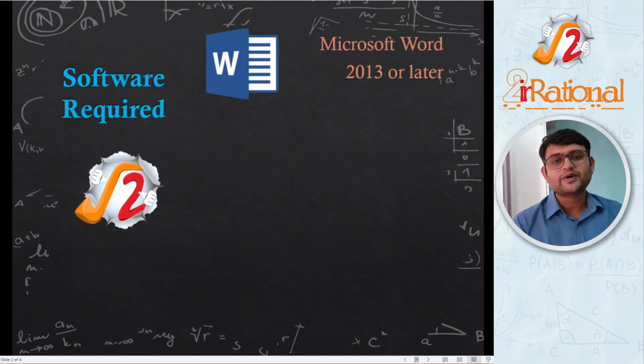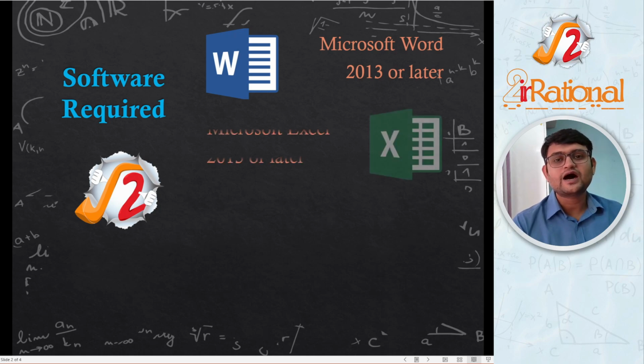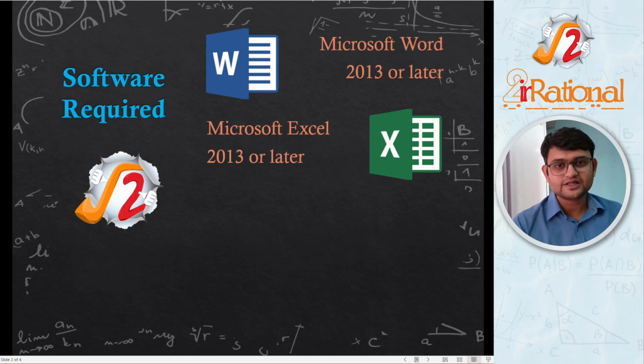You would require Microsoft Word 2013 or later. So you can have 2013, 16, 19, 21, 24 and all of them are fine. You will be writing your paper A examination in Microsoft Word. Some of the paper B examinations are to be written in Microsoft Excel. So make sure you have Microsoft Excel installed, 2013 or later.